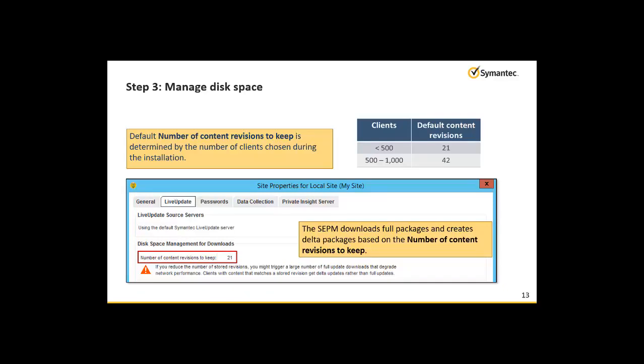In the Site Properties, access Disk Space Management for downloads below the Live Update tab. Specify the number of content revisions maintained by the SEPM. Keeping multiple content revisions enables clients to stay up to date with the latest content. It also allows rollback of content revisions. For example, if your clients are experiencing problems with the latest definitions, you can roll back current definitions and have your clients return to a good set of definitions.